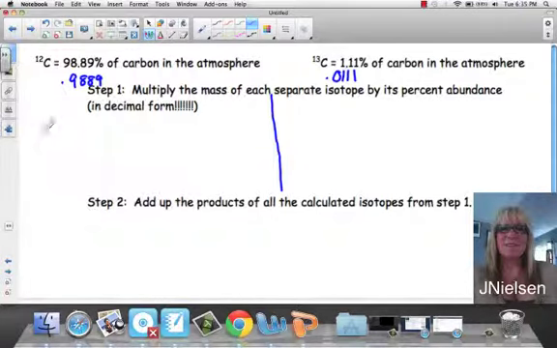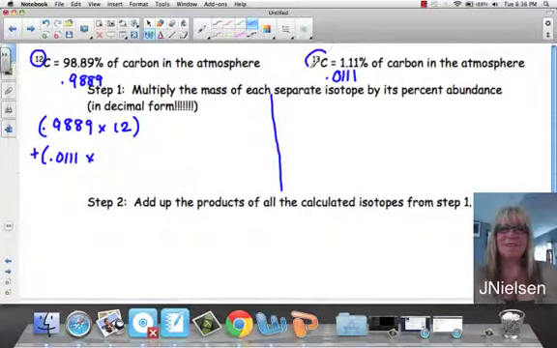And the first thing that you're going to do is 0.9889 times the mass of carbon 12, which is 12, plus 0.0111 times the mass of carbon 13, which is 13. And we're going to add those up. I'm going to do that right now. Normally I would just put this in my calculator and do it all in one shot. I'll explain that in a minute.